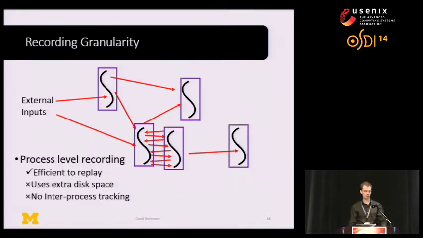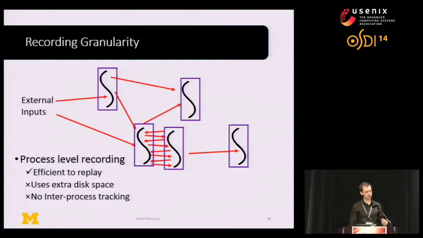On the other end of the spectrum, we could do process-level recording and replay, where we record the data input to the individual processes, meaning now our replay is efficient. To get a byte out of a process, we only have to replay that process. But we're going to use a lot of extra disk space in recording the inter-process communication. And we lose all of the inter-process tracking that I spoke about us needing.